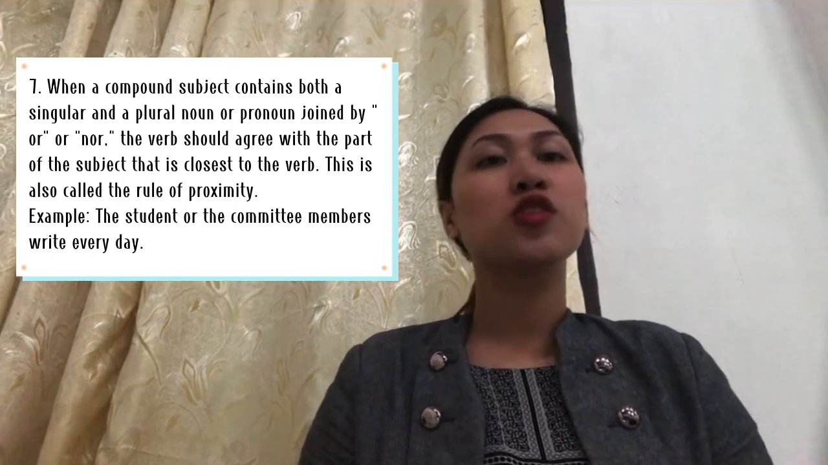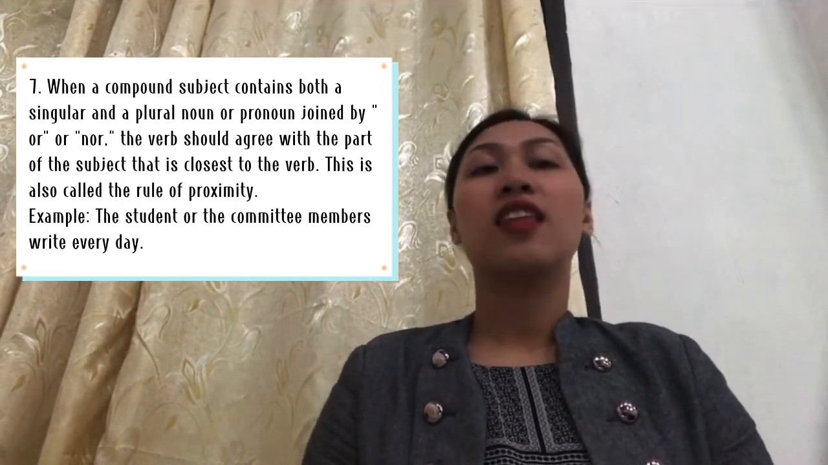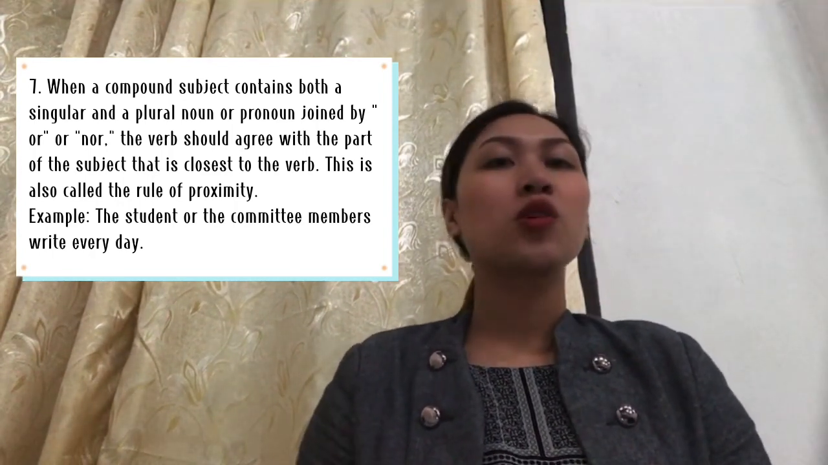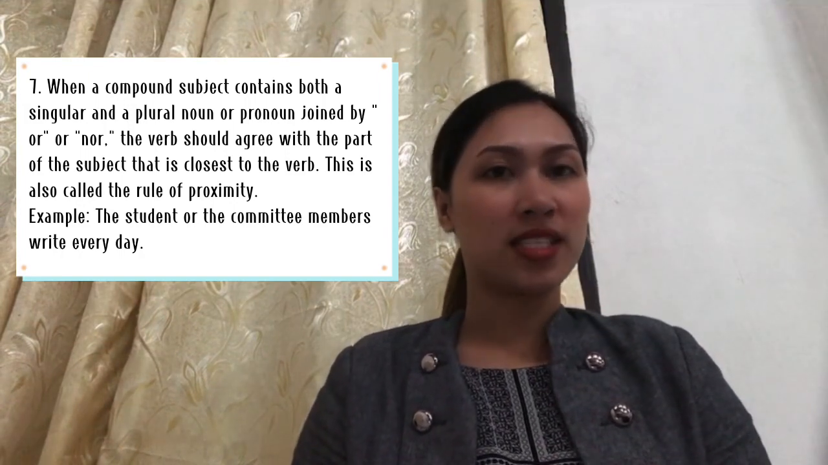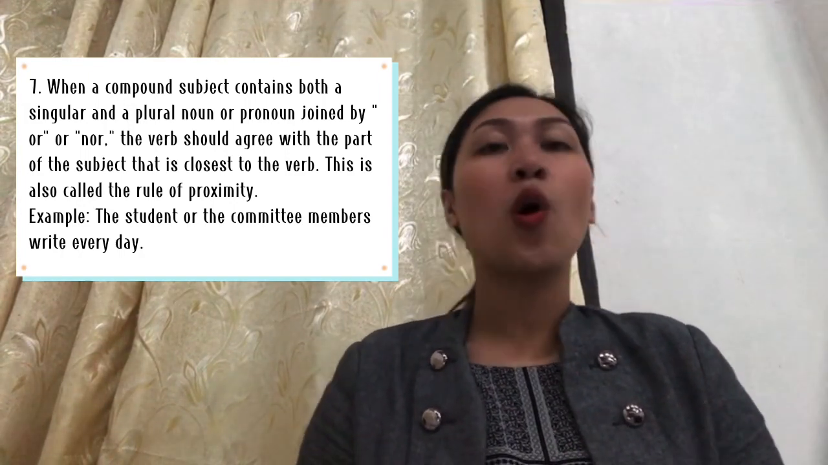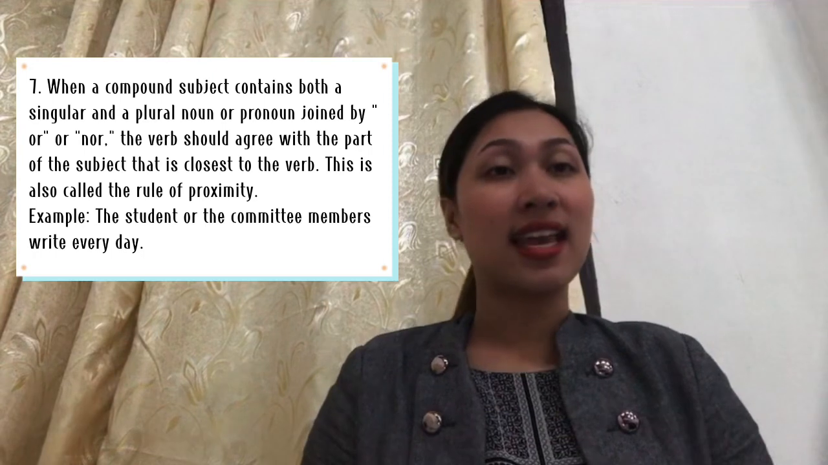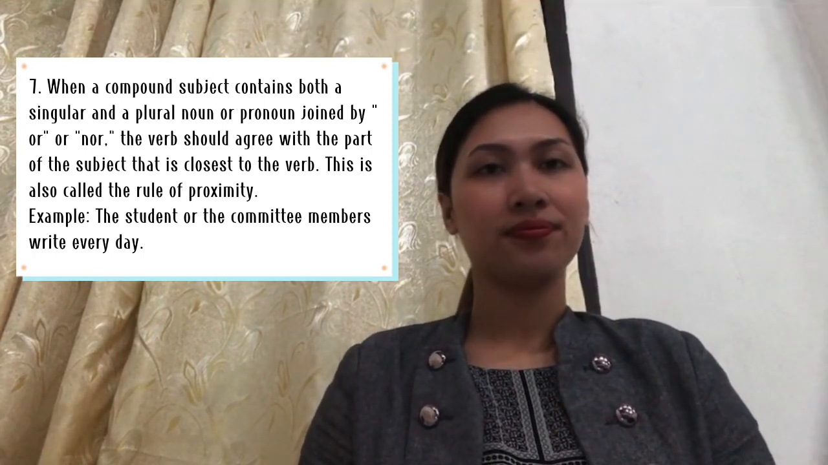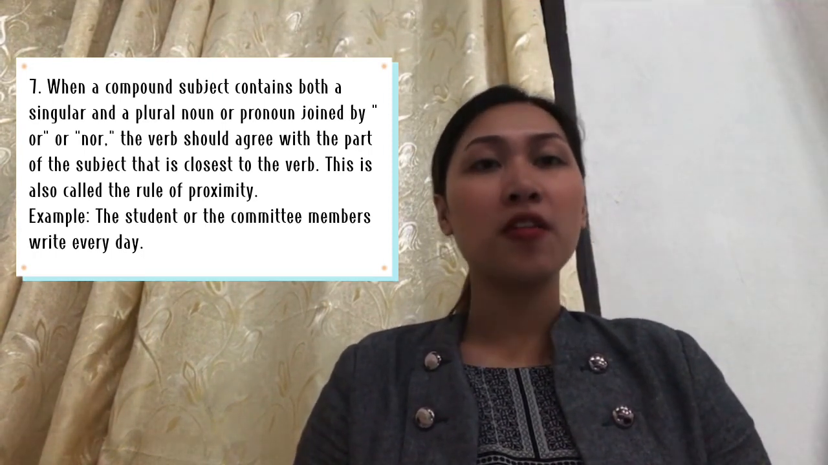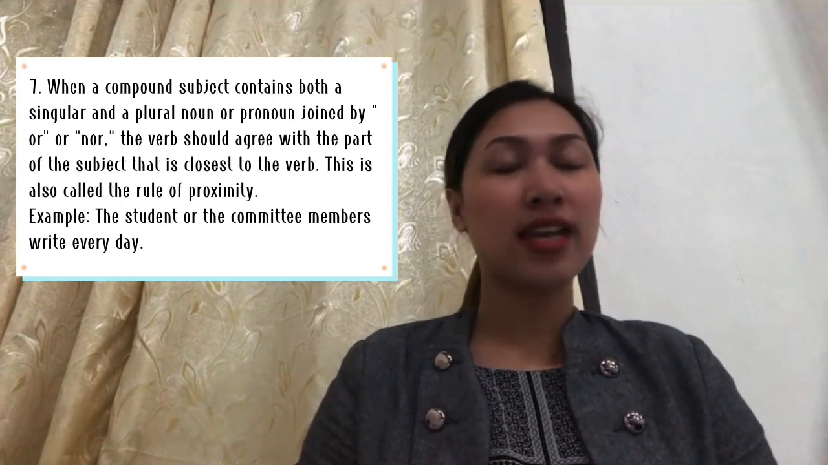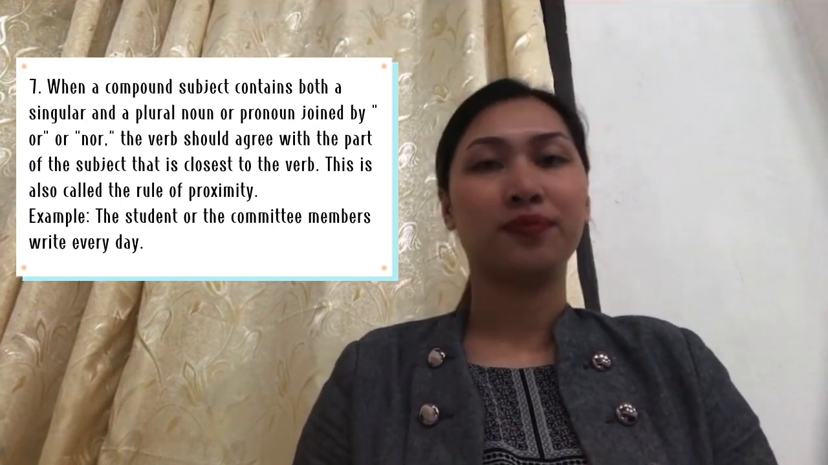Rule 7. When a compound subject contains both a singular and a plural noun or pronoun joined by or or nor, the verb should agree with the part of the subject that is closest to the verb. This is also called the rule of proximity. For example, the student or the committee members write every day. So, the verb should agree with the part of the subject that is closest to the verb.